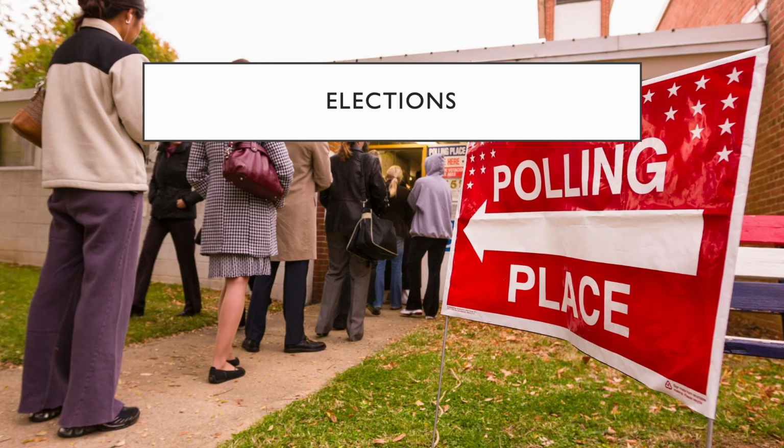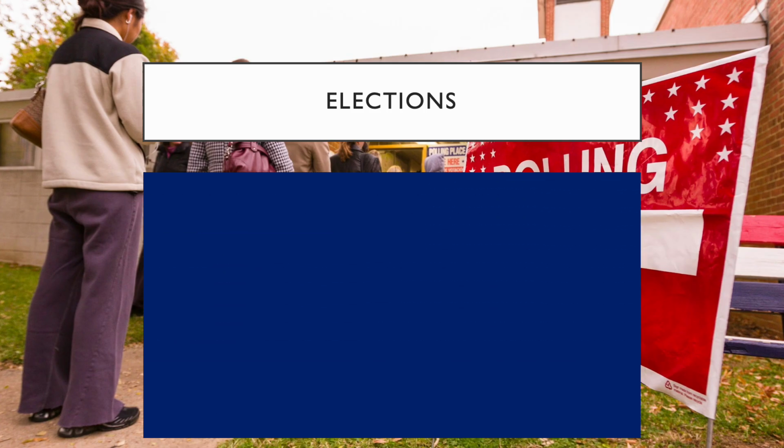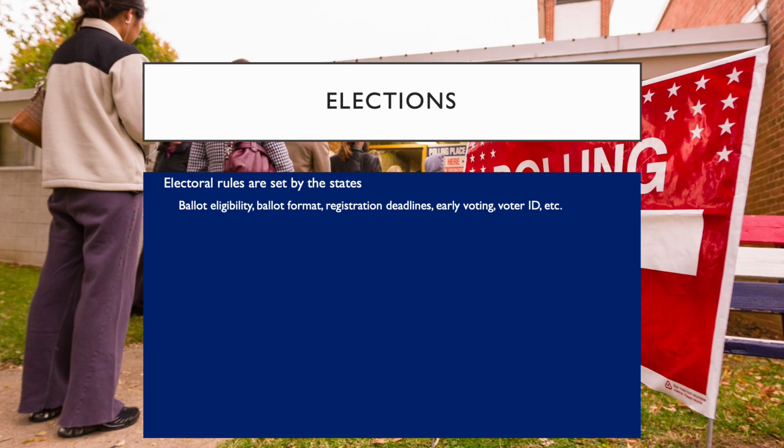The most obvious way that this can happen is through elections, where we choose the representatives, the senators, the president. What's important to note here is that according to the Constitution, electoral rules are set by the states. That means that each state can determine ballot eligibility rules, the format of the ballot, when you have to register in order to be able to vote.